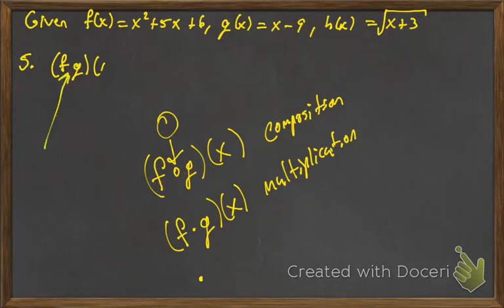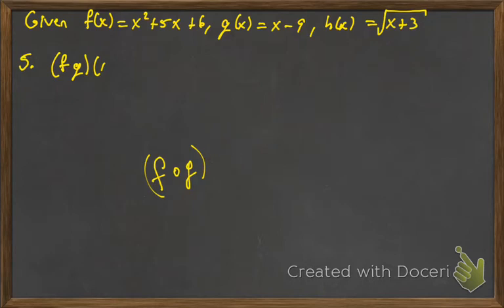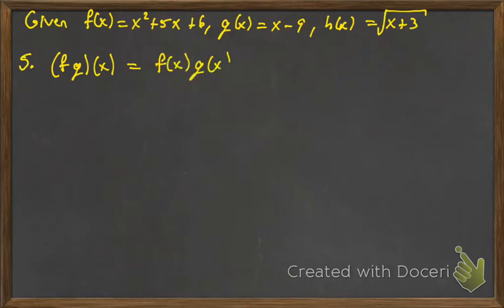Or like in number 5 here, you don't see anything there. That's what's called implied multiplication. So if I stick f and g next to each other with no operation in between them, the understood operation or the implied operation is multiplication. With composition, you will always have that big open circle. Alright, so we're going to find f times g of x, so that's going to multiply the formula for f times the formula for g, and that amounts to multiplying two polynomials together.